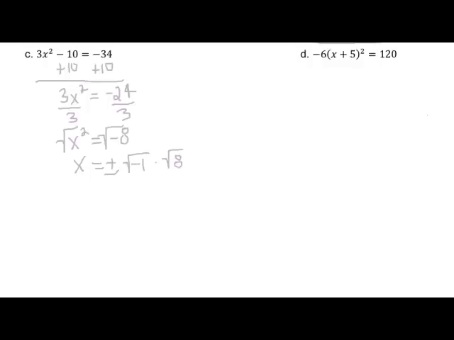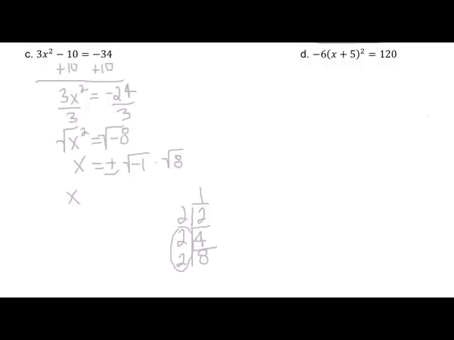So again, we need to simplify the square root of 8. I know that 8 is divisible by 2, so 8 divided by 2 is 4. 4 is divisible by 2 and we get 2. 2 is divisible by 2 and we get 1. So we have 2 times the square root of 2.